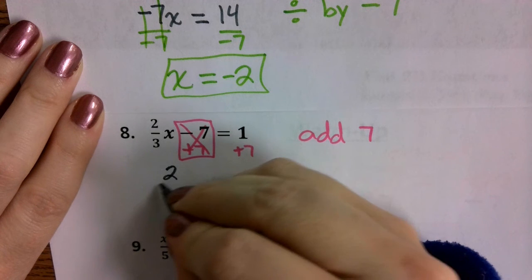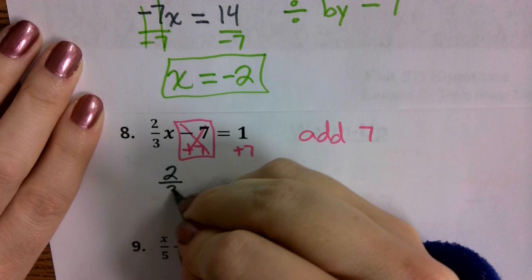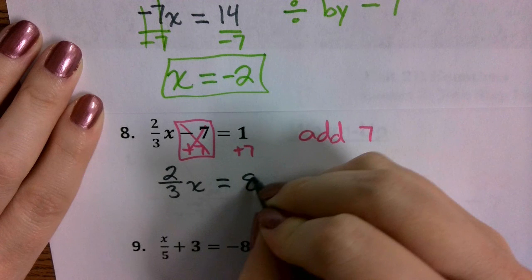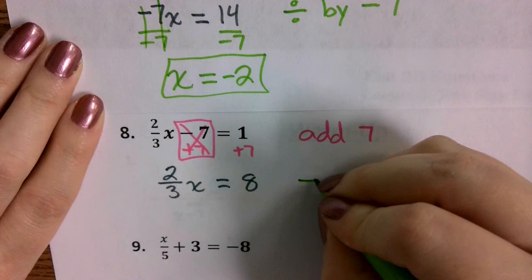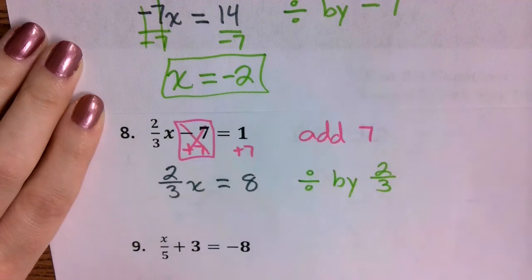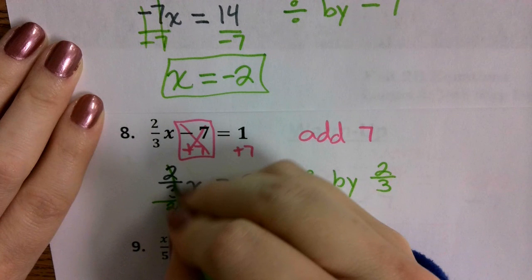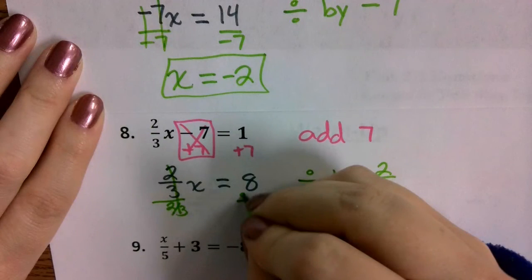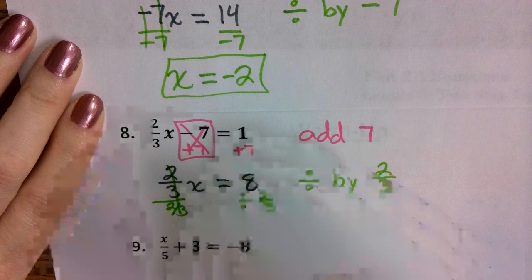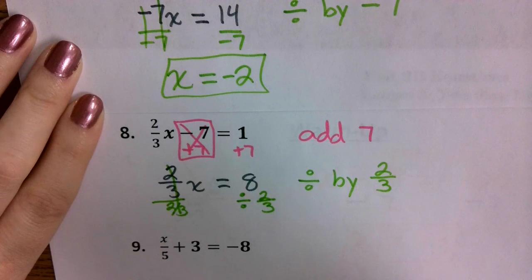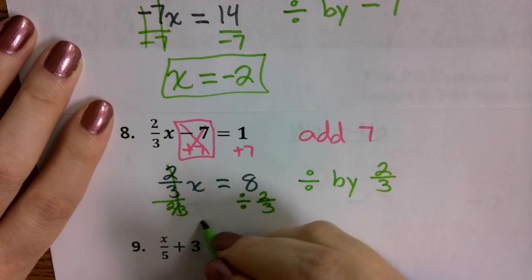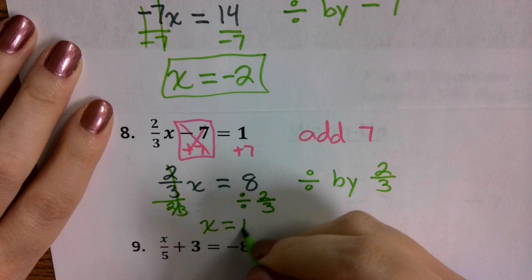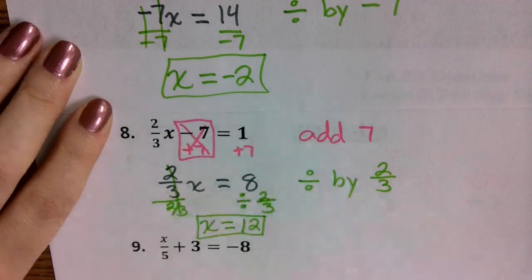That's going to leave us with 2/3 x is now equal to 8. Then we want to get rid of that coefficient, so that means we're going to divide both sides by 2/3. If I divide 2/3 by 2/3, that cancels it out. Then we're going to take the 8 and divide it by 2/3. 8 divided by 2/3 is going to come out to a positive 12. So you get x is equal to 12.